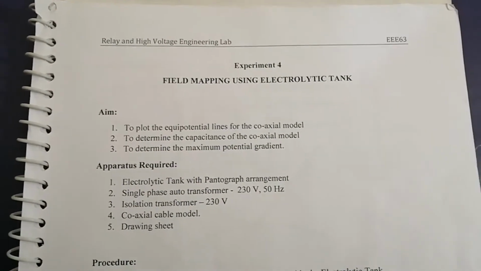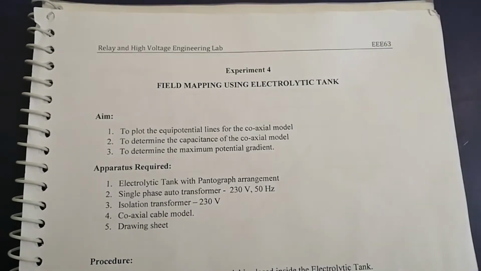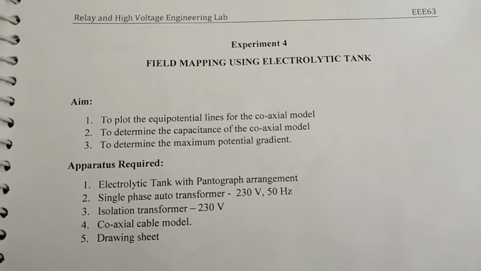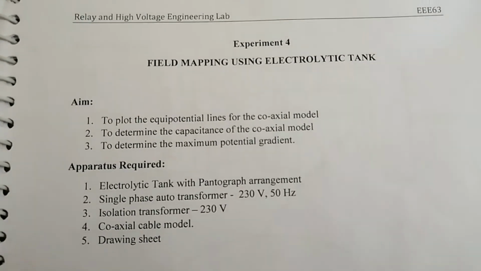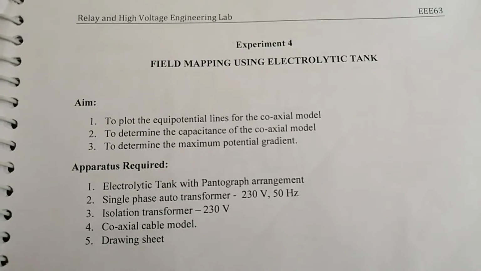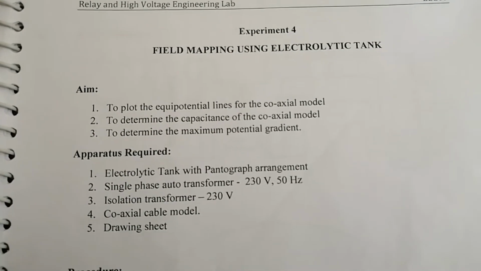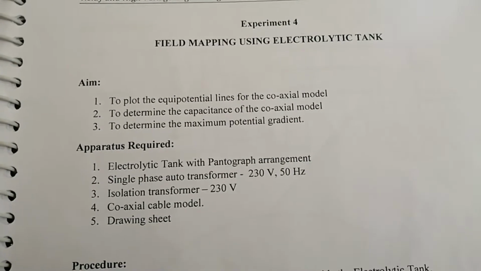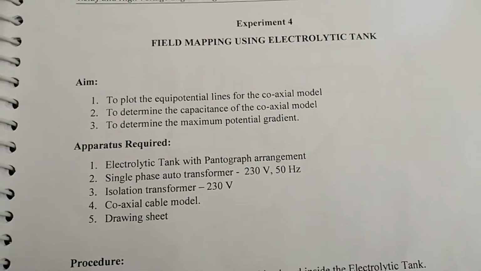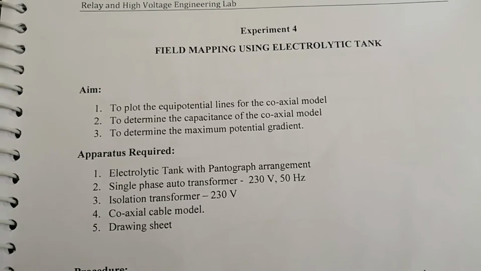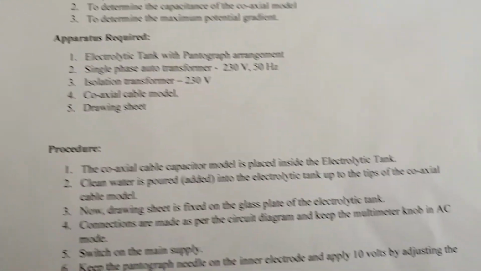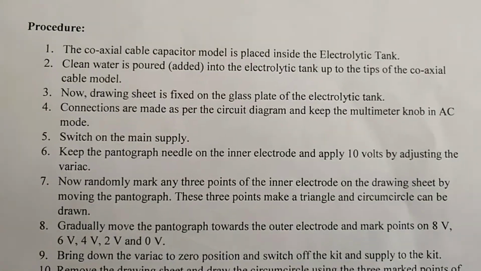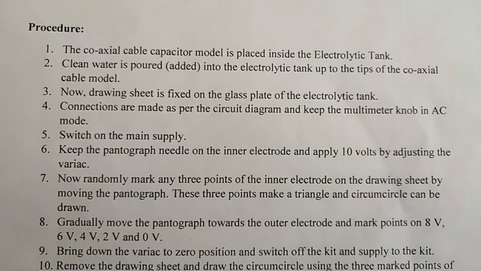Using electrolytic tank. The main aim of this experiment is to plot the equipotential line for the coaxial cable model. We are using a cable in this experiment, plotting the equipotential line, determining the capacitance of this coaxial model, and determining the maximum potential gradient. You can have a look at the apparatus required and go through the procedure steps one by one. And the main core of this experiment is the circuit diagram.